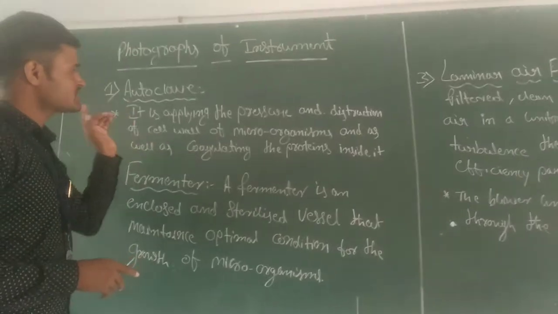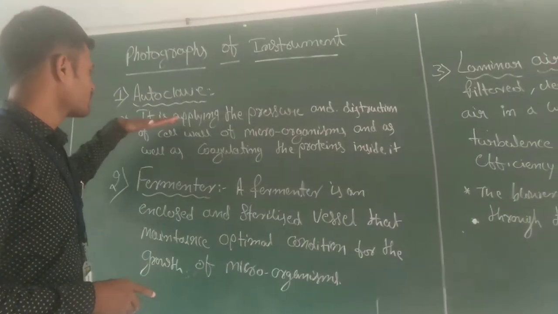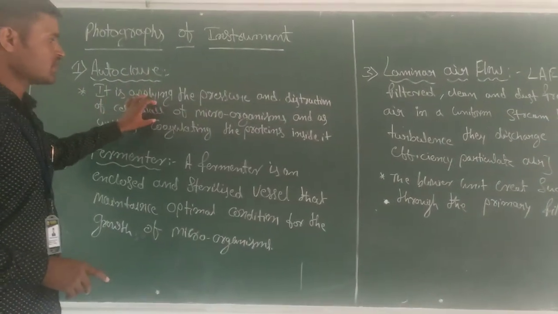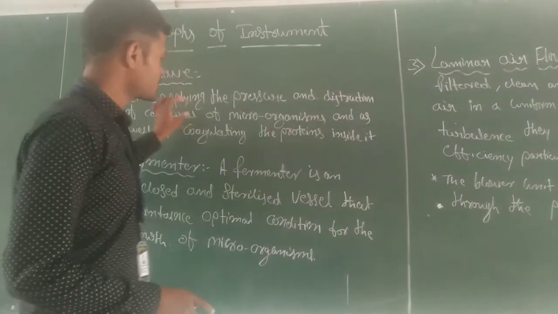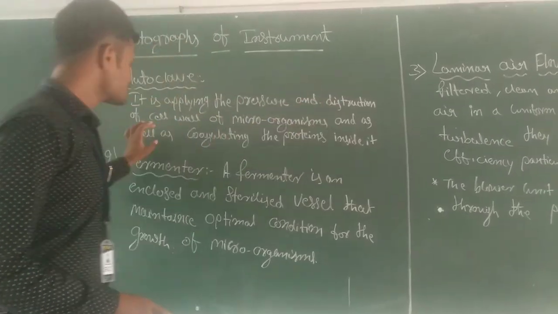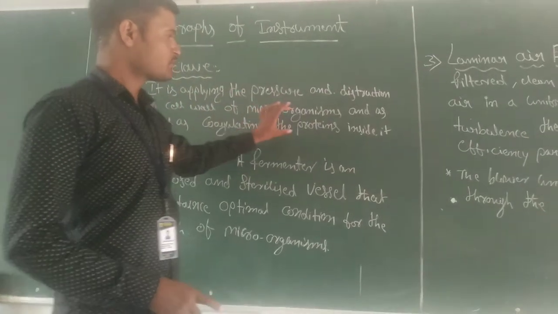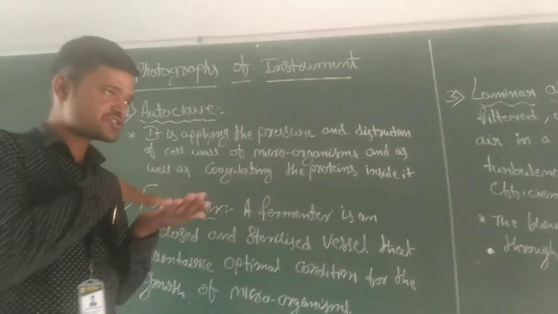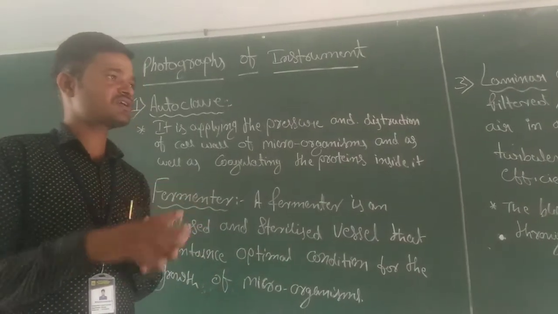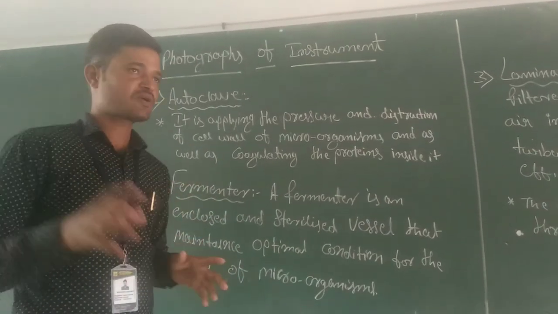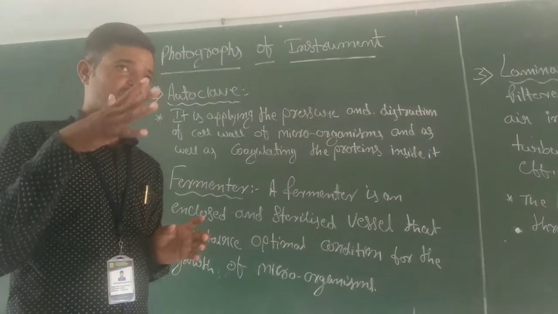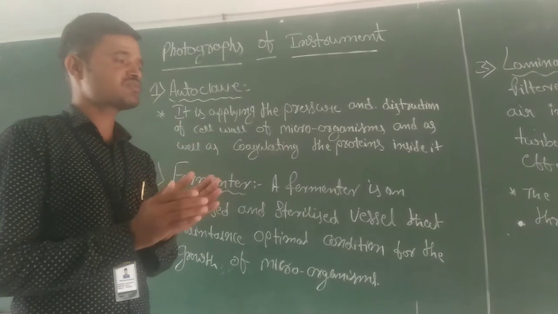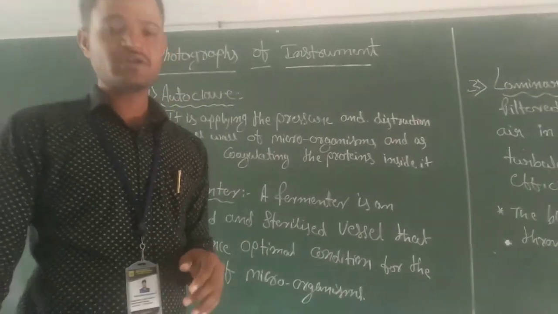The principle of the autoclave is applying pressure, causing destruction of the cell wall of microorganisms as well as coagulating the proteins inside them. It is very important, as it destroys the various microorganisms and other organisms also. It is a major instrument for the sterilization process.